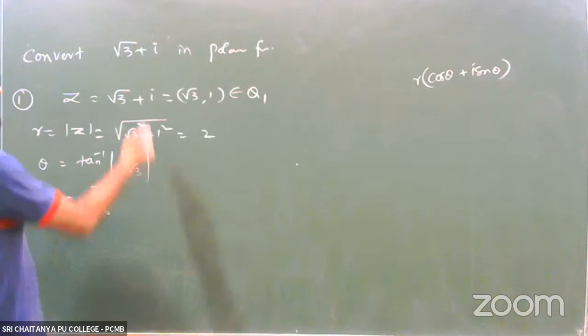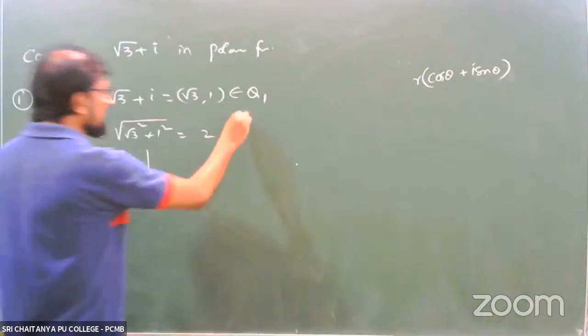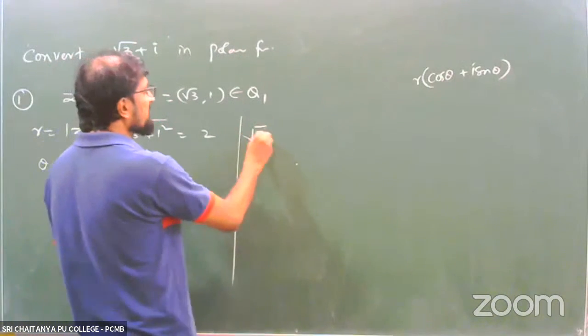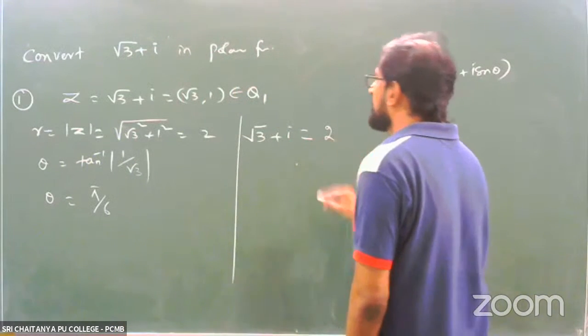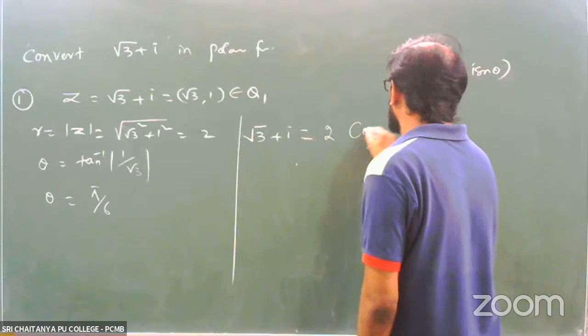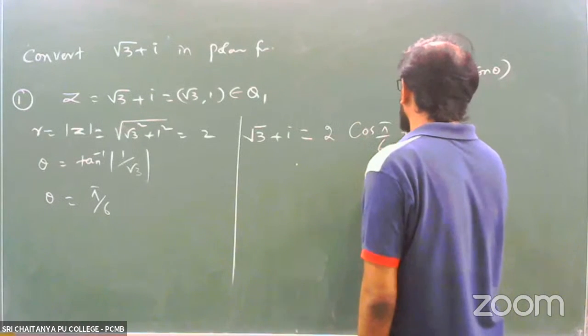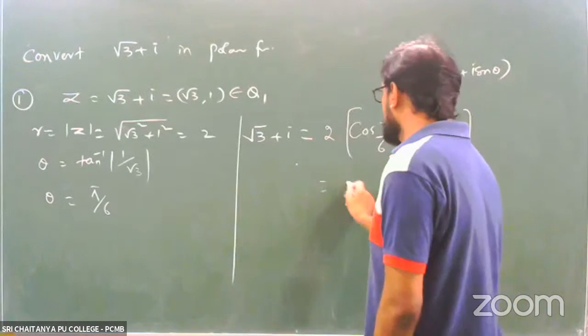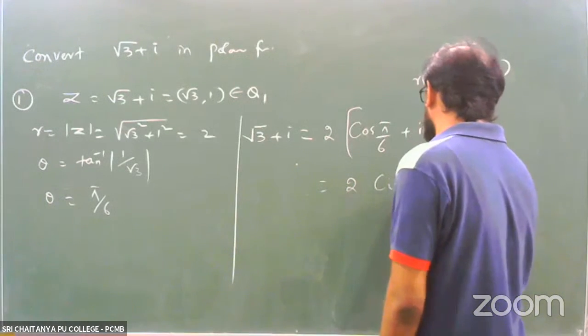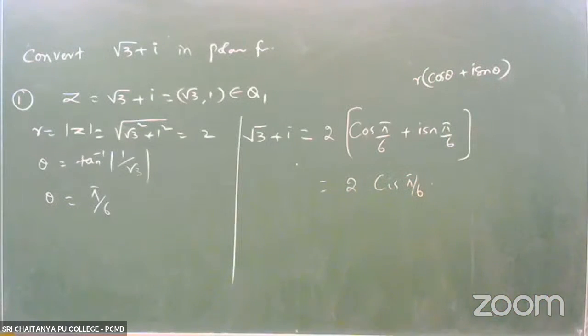After that, you got r value and theta value. You substitute here. Root 3 plus i can be written as 2 into cos pi by 6 plus i sin pi by 6, which you are going to write as 2 cis pi by 6, the polar form of that complex number. Copy this one. This is the way how to represent a complex number in the polar form.